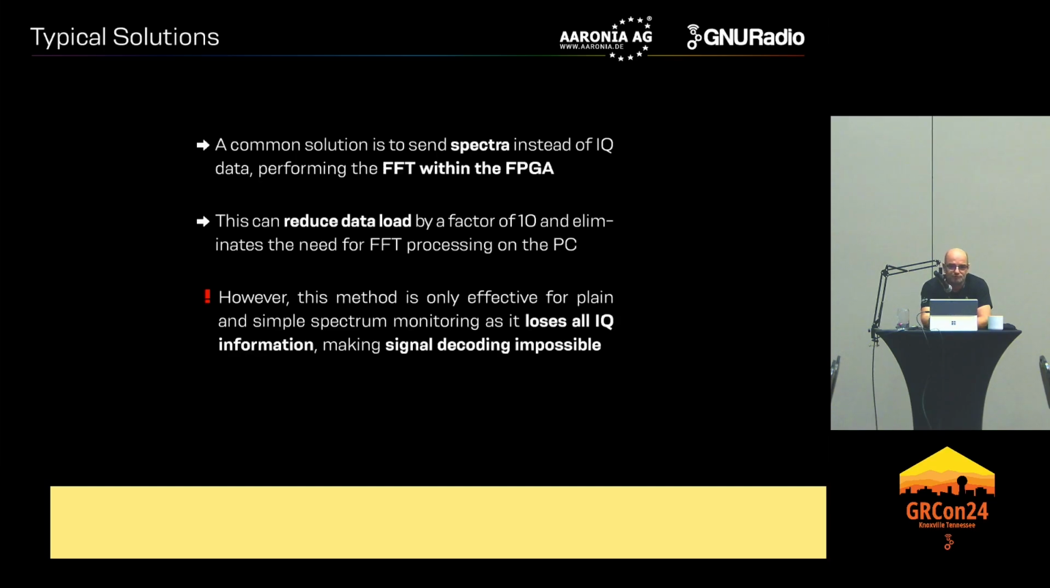We usually have 3 solutions on the market at the moment. The common one is that we simply don't send IQ data, we send FFTs or spectra, and reduce the data load by roughly a factor of 10. But of course, then we lose the IQ information, so decoding is not possible anymore. So this is a big disadvantage.